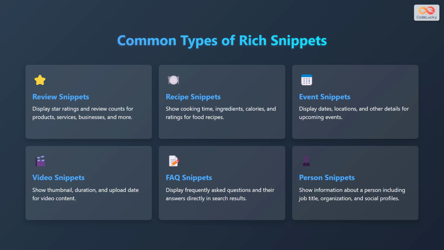Video snippets show a thumbnail, duration, and upload date for video content. Frequently asked question snippets display frequently asked questions and their answers directly in search results. Finally, person snippets show information about a person, including job title, organization, and social profiles.